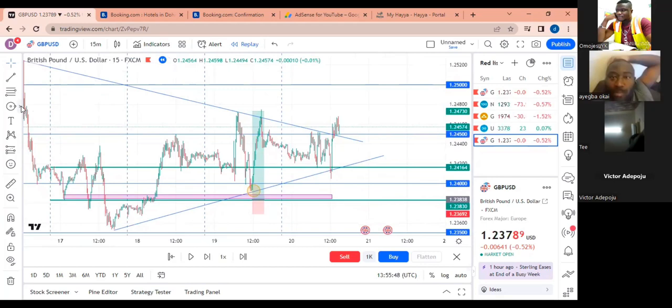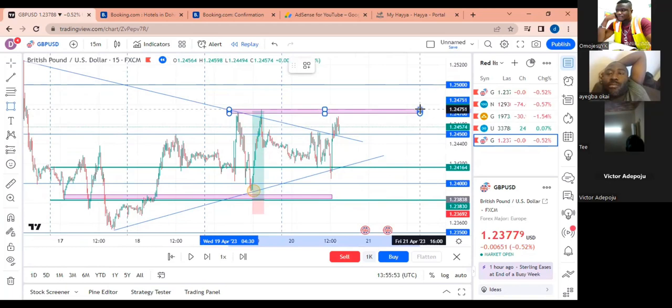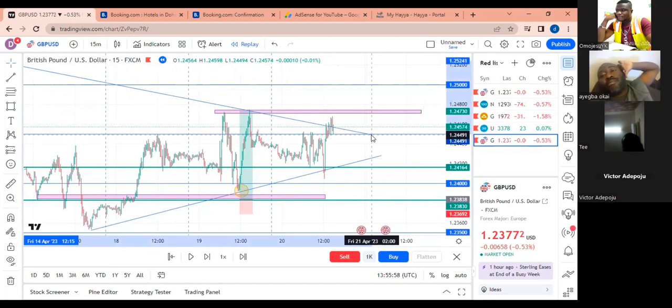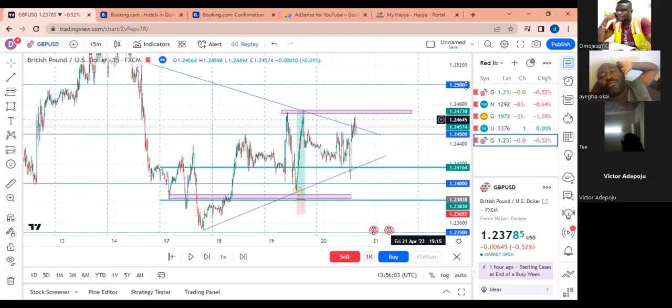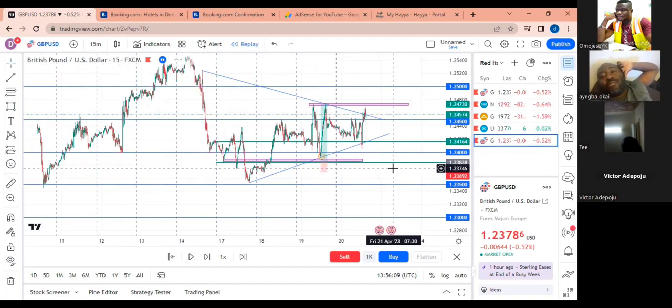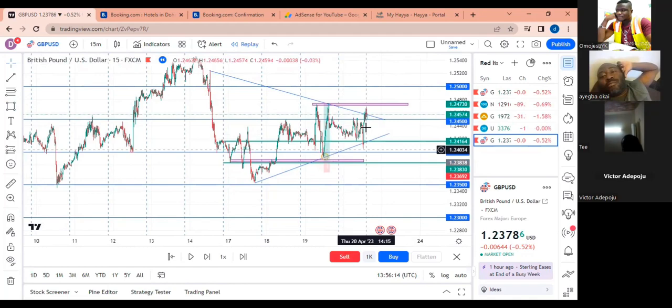We've gotten some rejection here. Well, we are not rushing. But basically, if I'm to trade this week, all I'll be looking for is a buy, because we can see that the buyers have more strength than the sellers. But the market has just been ranging between this psychological level, 24000, and this particular one, 24500. That's just the ranging zone for this week.